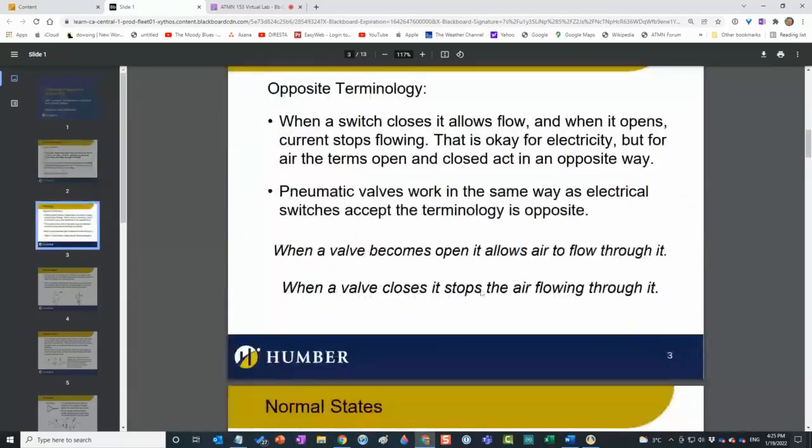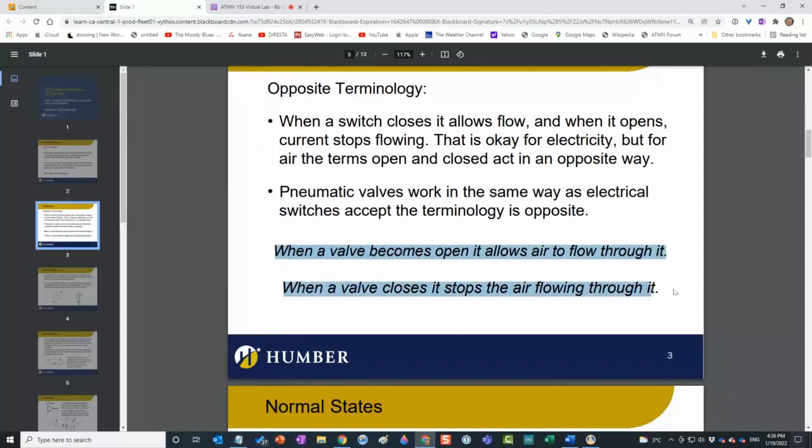So, opposite terminology. When a switch closes, it allows flow, and when it opens, it stops. That's for electricity. But a pneumatic valve works the same way as an electrical switch, except the terminology is opposite. When a valve becomes open, it allows air to flow through it. When a valve becomes closed, it stops the air. It just makes sense. You just have to get used to the terminology.